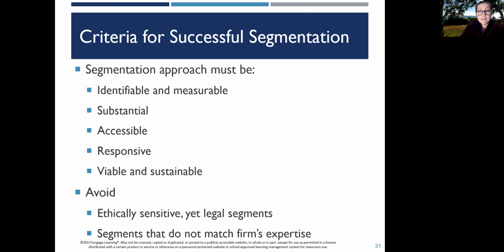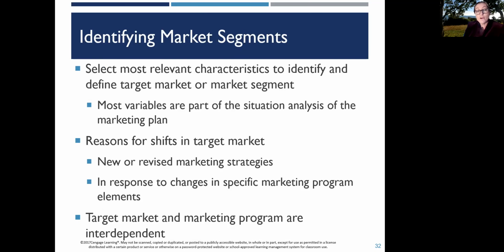So successful segmentation should avoid unethical, sensitive, or illegal segments. And it should also avoid segments that do not match the firm's core competence, the firm's level of knowledge and expertise.